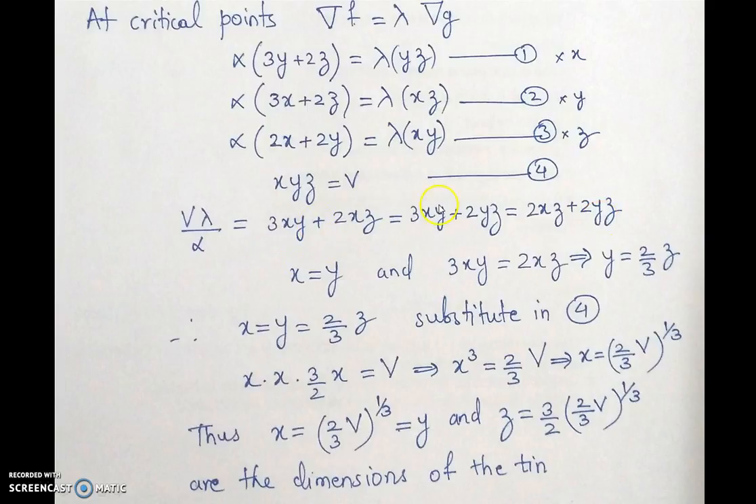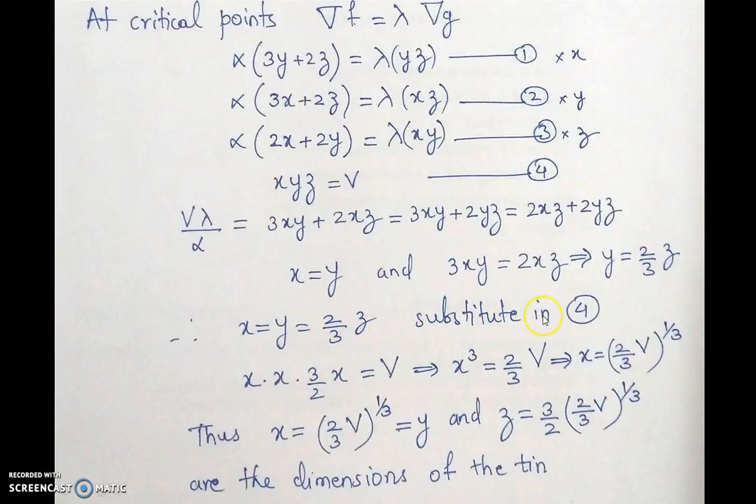Now if you look at the first 2 here, 3xy and 3xy will be equal, and that gives rise to 2xz equal to 2yz, and therefore you get x equal to y from the first sequence of equations. Now let us look at the last 2. Here we have 3xy is equal to 2xz, because the 2yz term cancels. That gives rise to y equal to 2 by 3 z. Now equating all the 3 together, we have x equal to y equal to 2 by 3 z.